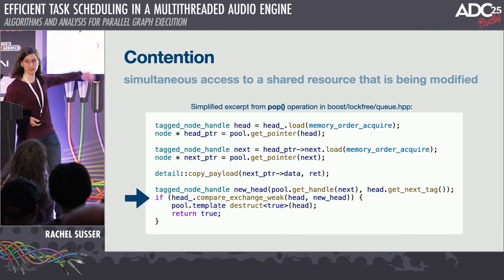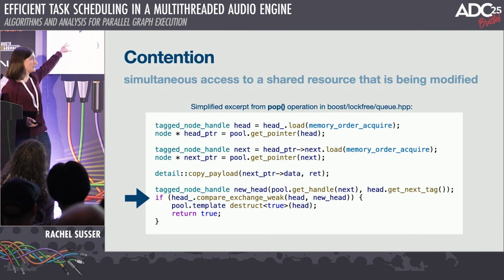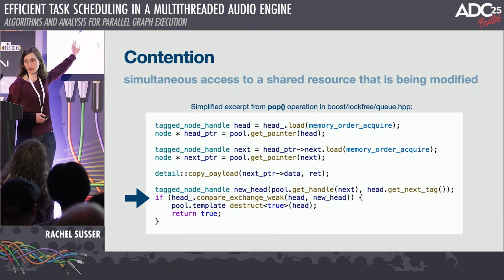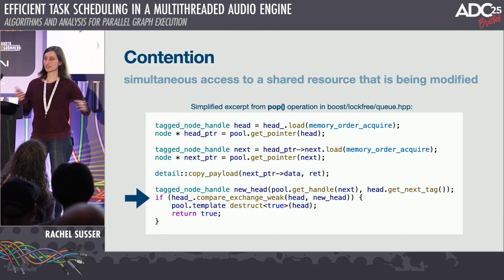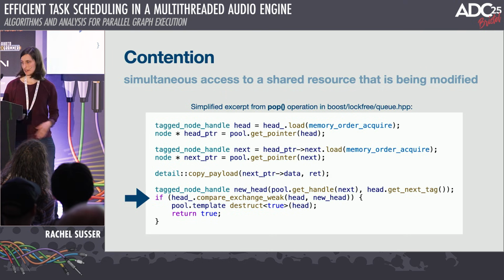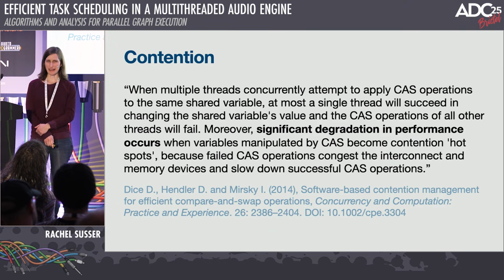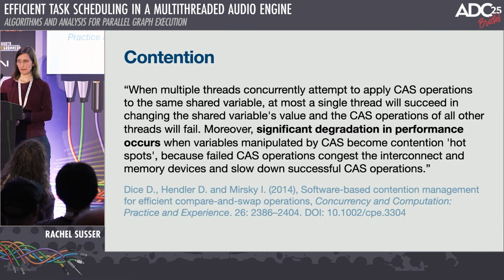This code here is all inside of a loop and returns only once the compare exchange, which is updating the head pointer after copying the return value, succeeds. Or it also returns if the queue is empty, which I've left out for simplicity's sake. So yeah, contention is bad even in code where we're not using locks.